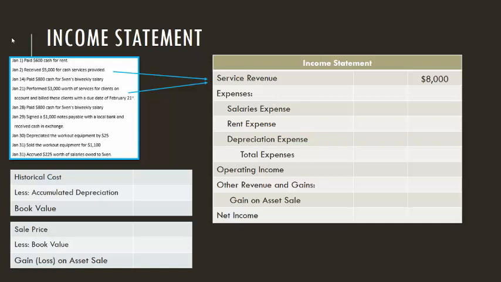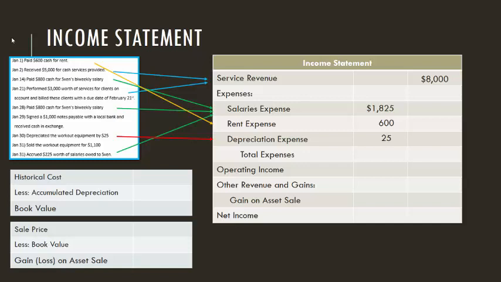For our expenses, starting with salaries expense, we would have paid Sven his $800 biweekly salary on January 14th. We would have paid Sven his $800 salary on January 28th. And at the end of the period, we would have accrued $225 worth of salaries owed to Sven and recorded the salaries expense for that $225. So in total, we would have a salaries expense on our books of $1,825. For rent expense, we paid $600 rent at the beginning of the period, which would be held on our income statement. And for depreciation expense on January 30th, we depreciated our workout equipment by $25.